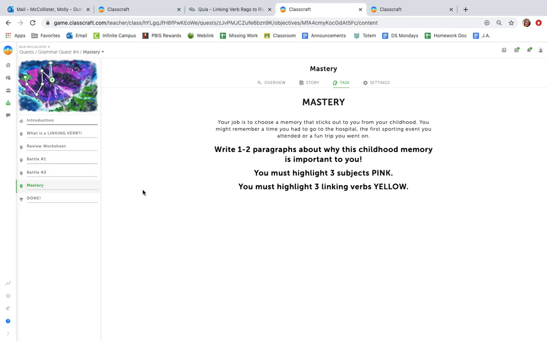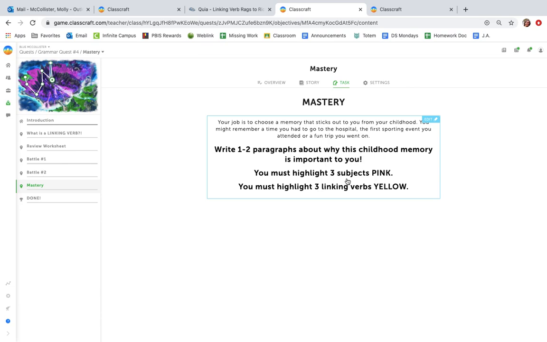Last but not least, we have mastery. It says, your job is to choose a memory that sticks out to you from your childhood. You might remember a time that you had to go to the hospital, the first sporting event that you ever attended, or just a fun trip that you went on. You are going to write 1 to 2 paragraphs about why this childhood memory is important to you. You need to highlight 3 subjects, 3 different subjects.